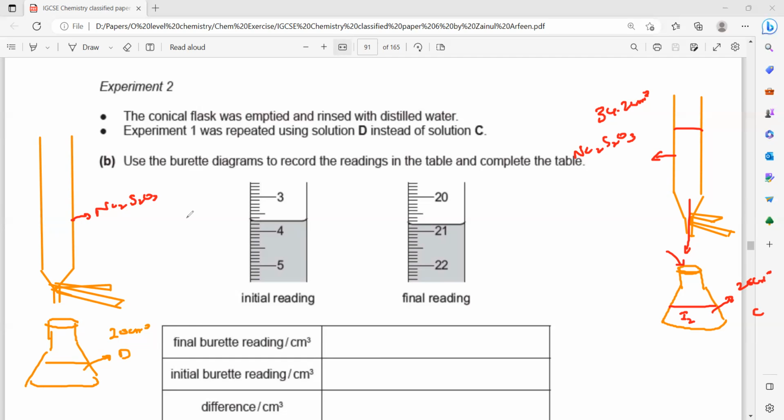What is the initial burette reading, final burette reading, and the difference? Initial is 3.7, final is 20.8. And how much is the difference?